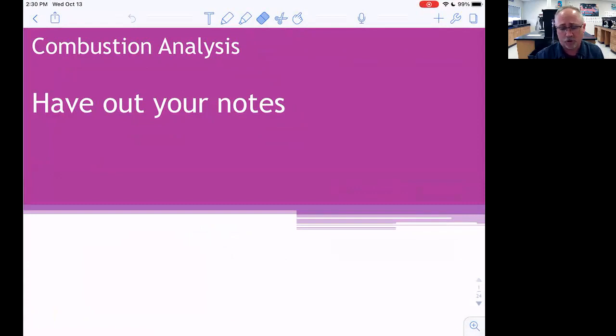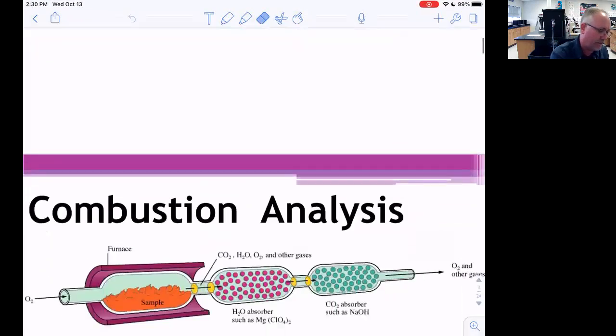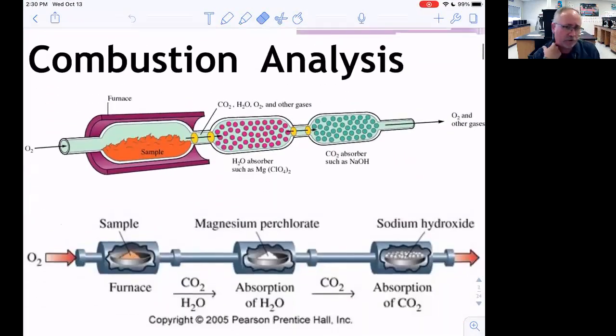Combustion analysis problems are going to be the hardest problems that we do this unit, actually. And it's not that they're really difficult. It's that you have to kind of figure out where you're going. Let's go through and talk about them first.